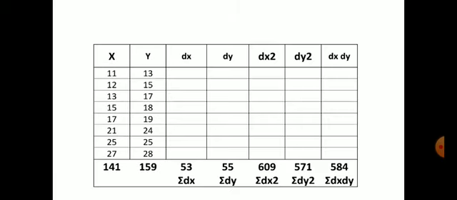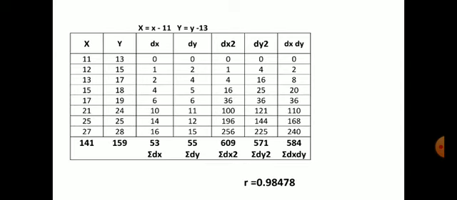Just have a look. You have to get these answers. Summation dx 53, summation dy 55, summation dx square 609, summation dy square 571, and summation dx dy 584. These values you should get. I have already calculated, and I'll tell you the answer as well. This is the final answer that you have to get. I have not shown you any calculation part for this second problem. You just calculate by yourself using the assumed mean method formula.